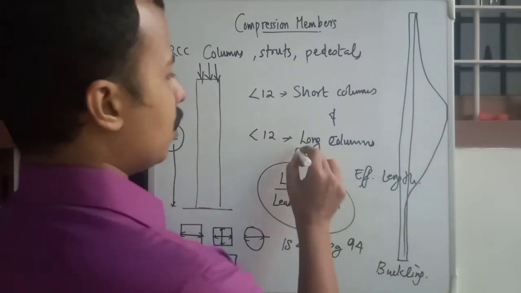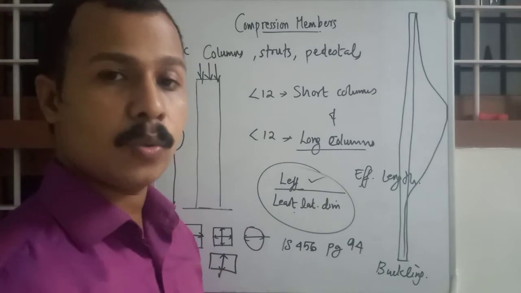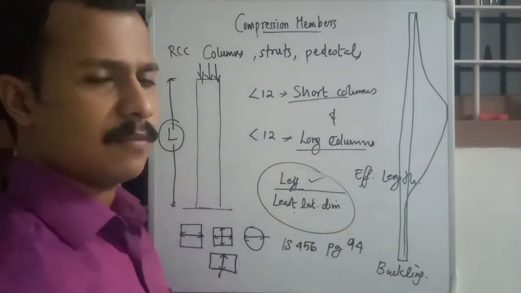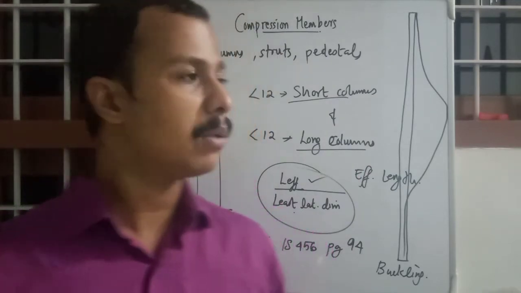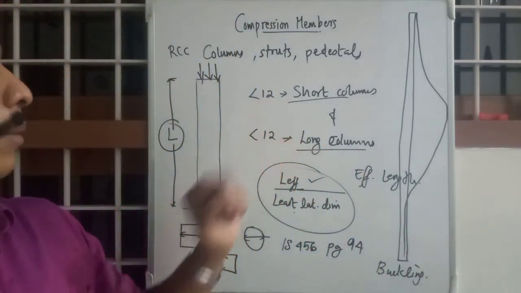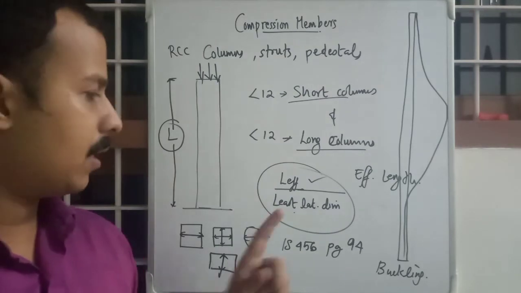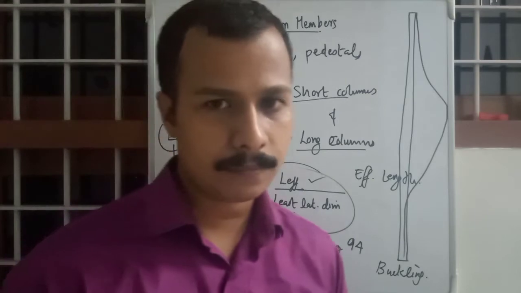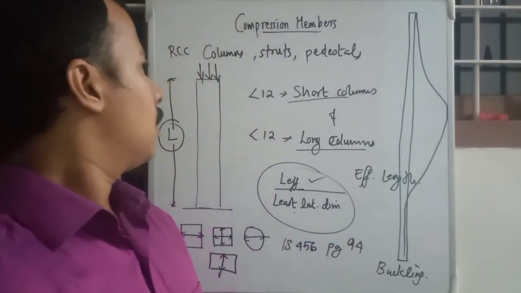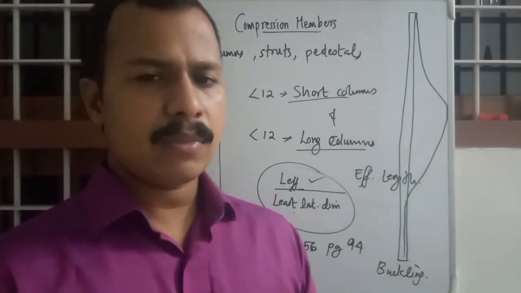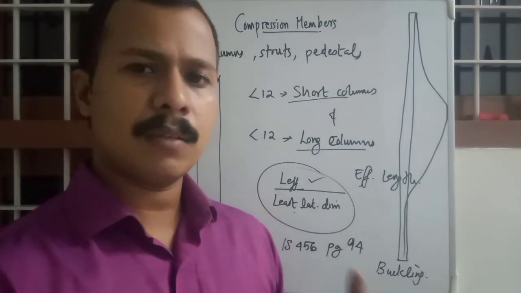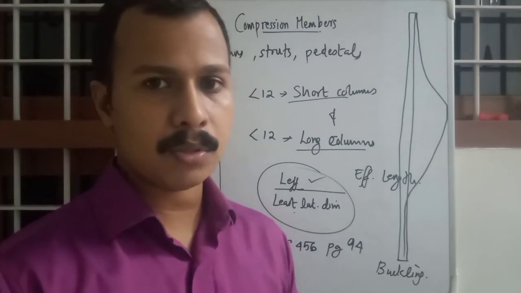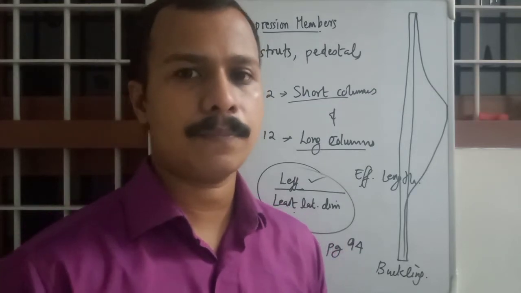So in long columns you will have extra calculations to reduce the chance of buckling, but in short columns we are not considering buckling. We don't expect a short column to buckle because the L effective by least lateral dimension value is less than 12. So that's it for the main introduction. The rest of the introduction will be covered in the coming numerical problems and design problems. So we'll continue on a problem.